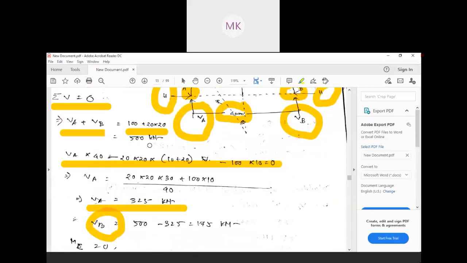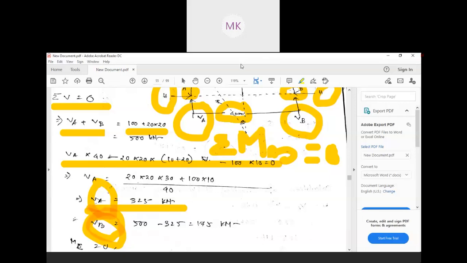First, what we need to do is take moment about B. In this step, we are taking the moment summation of M about B and D equal to 0. From here, we can easily find out this P_A and P_B.